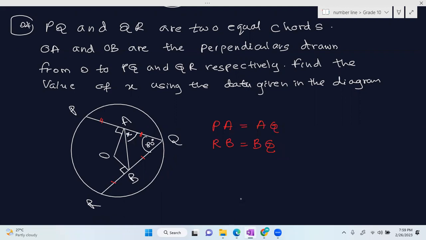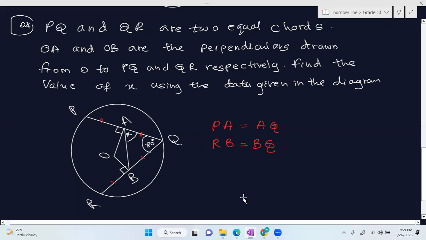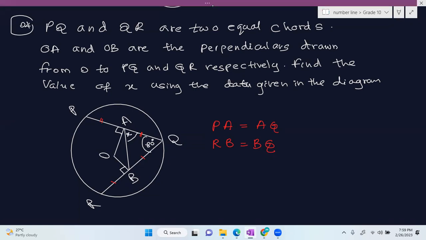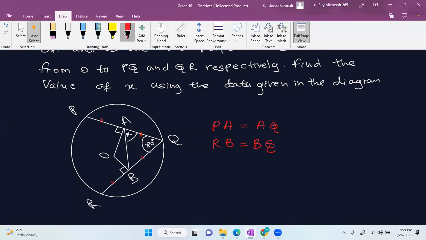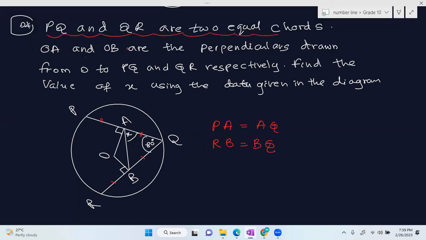Well, here there is a hidden thing. There is a small hidden secret there. You have to find this secret. What is the secret hidden in the question? Okay, look at the first sentence they have mentioned. PQ and QR are two equal chords. What are PQ and QR? They are equal chords to each other.